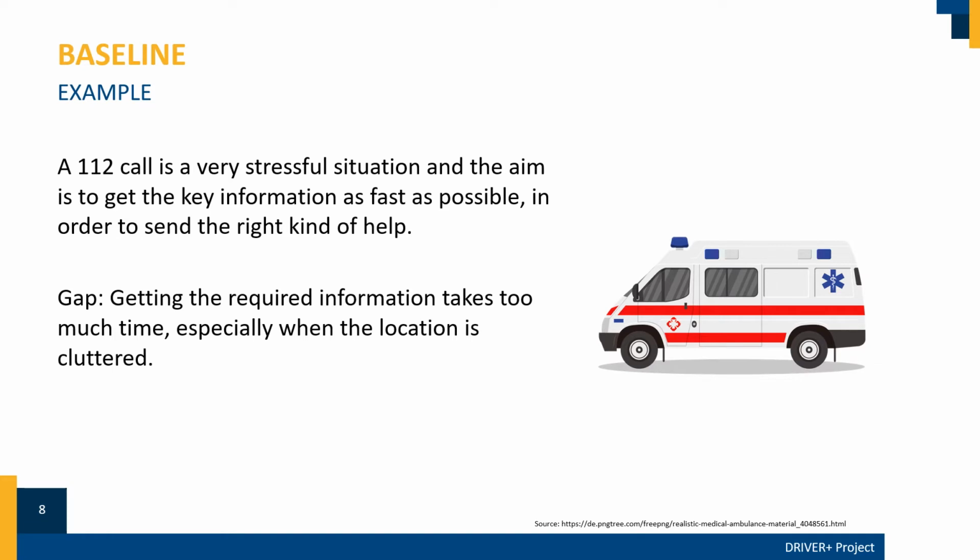Take a second to think about it. How often do you exactly know where you are? Remember that 100 meters in a city can actually mean around 3 corners. So the precise location really is key. Now think about how much time it costs to narrow down your location by discussing it with the call taker, and what that means for the injured person. Every minute counts. Getting the required information takes too much time, especially when the location is cluttered. So this is the gap we want to face in this example.